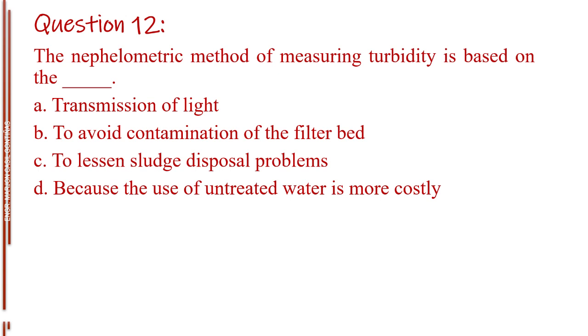Question number 12. The nephelometric method of measuring turbidity is based on the blank. Letter A, transmission of light. Letter B, to avoid contamination of the filter bed. Letter C, to lessen sludge disposal problems. Letter D, because the use of untreated water is more costly.